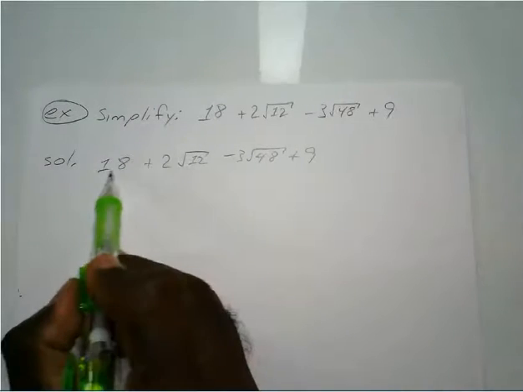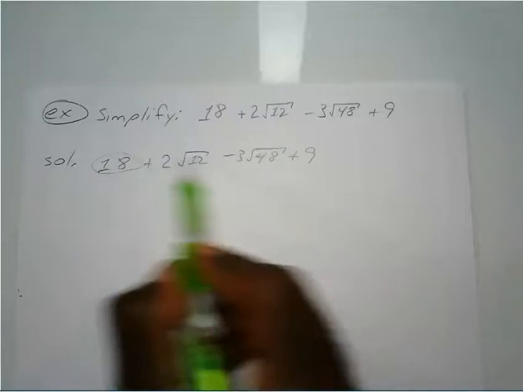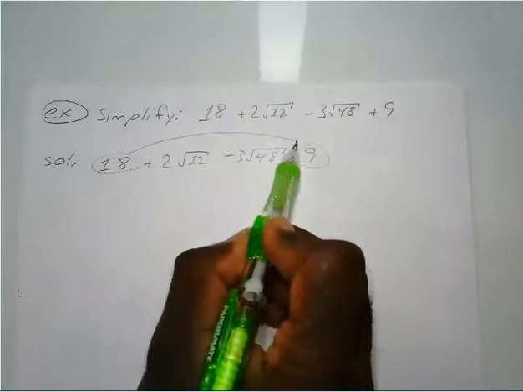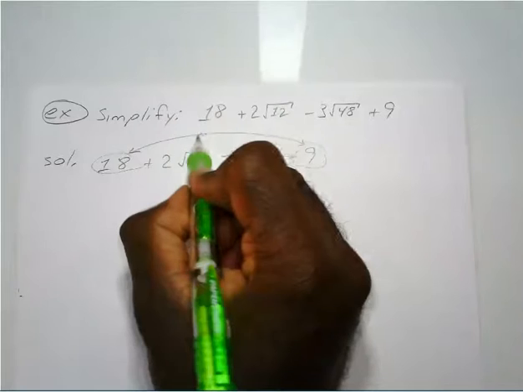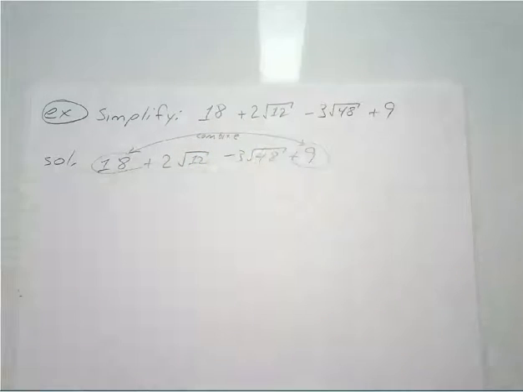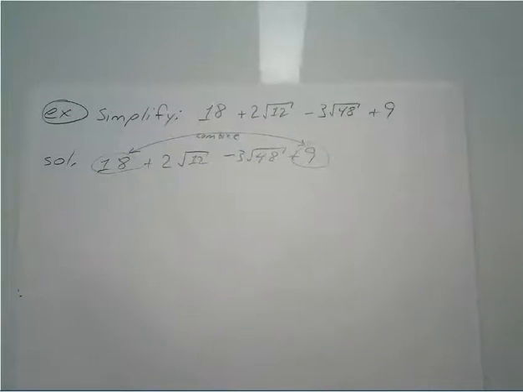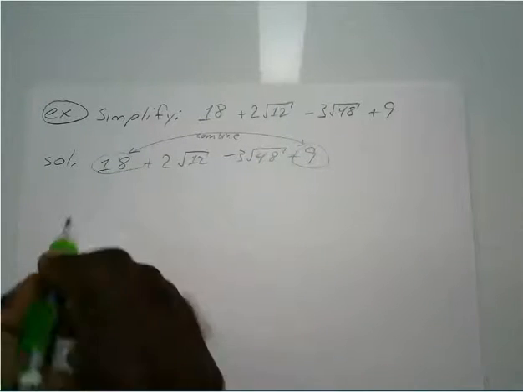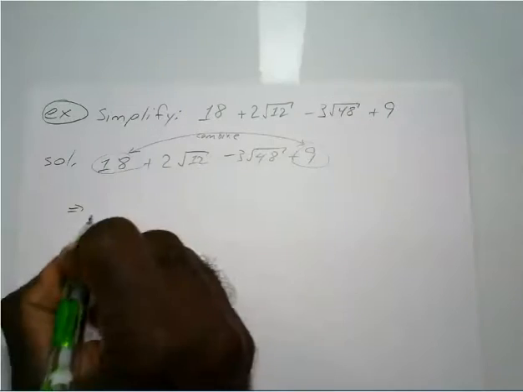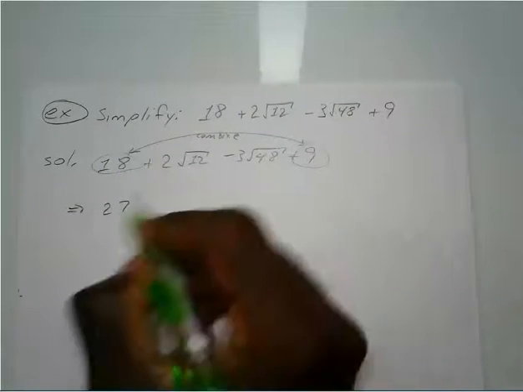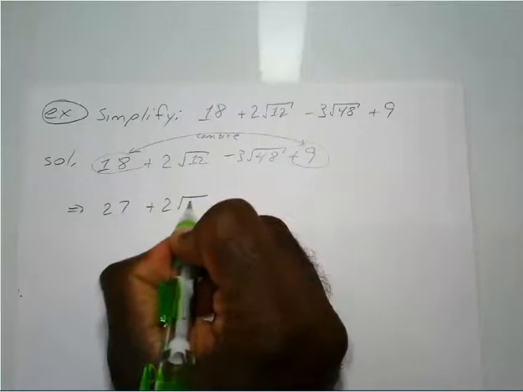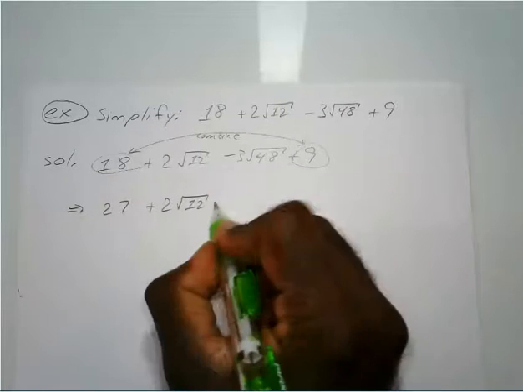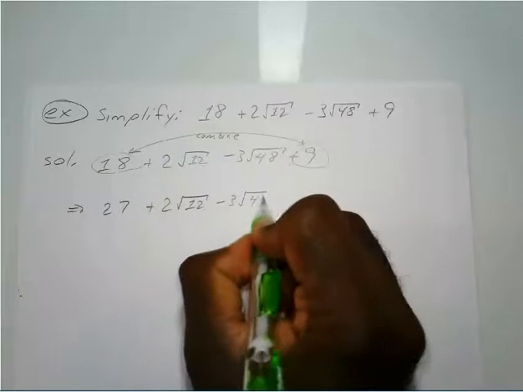The first thing I'm going to do is notice that we have two whole numbers here. So I'm just going to go ahead and combine those. You don't have to do that first. You can do that last. You can do it towards the middle. It doesn't matter. Okay, you'll still get the same answer. I just chose to go ahead and combine those two now just to get it out the way. Okay, so 18 plus 9 is 27. So you have 27 plus 2 times square root of 12 minus 3 square root of 48.